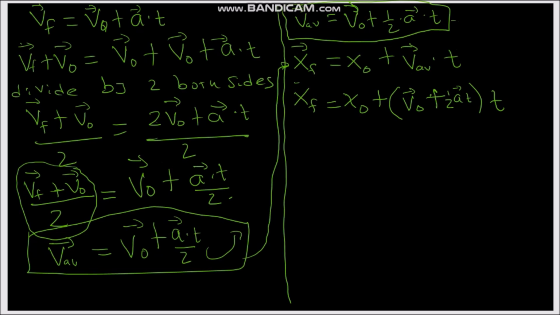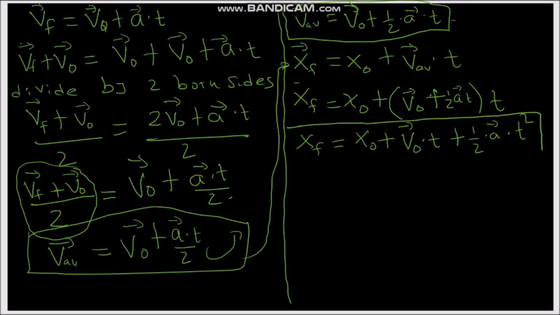Now what's left? The final position is equal to the initial position plus t times v naught, the initial velocity times time, plus t times 1 over 2 a t, which is equal to 1 over 2 times acceleration, take it as it is, times t square. This is another important equation we already calculated.